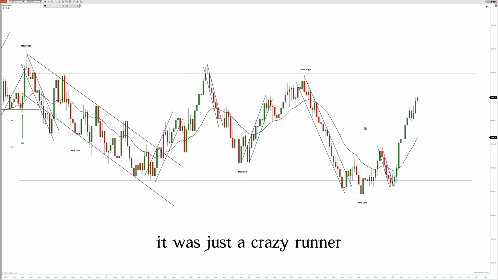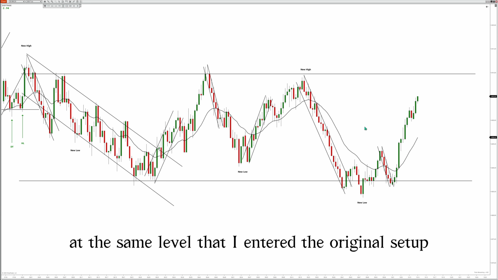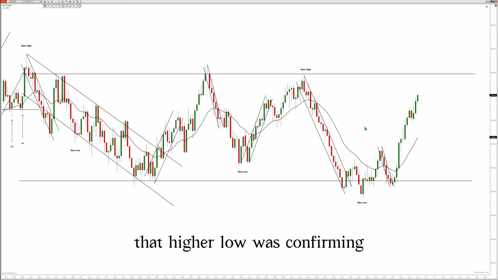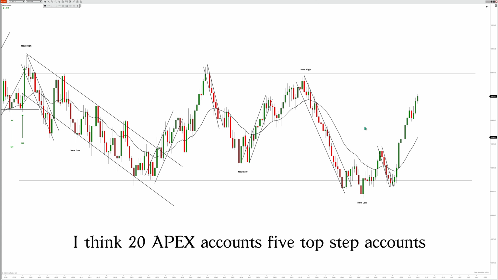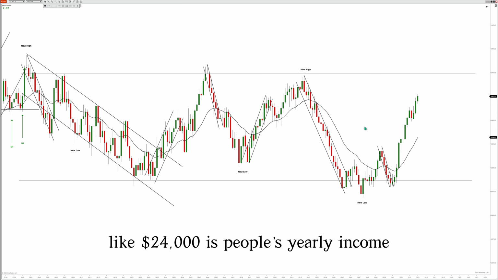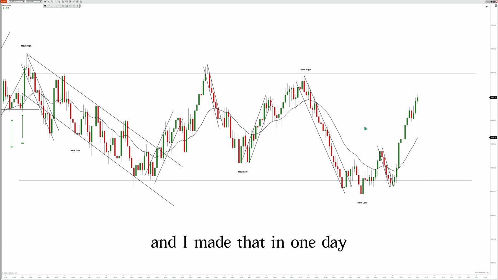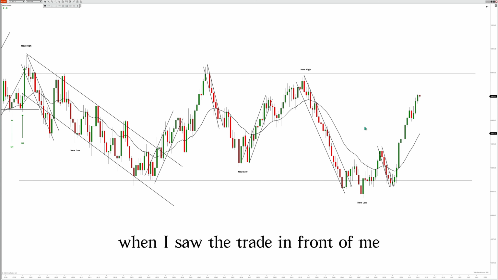It was just a crazy runner, and I was able to size into it. After I entered the trade, I saw it pull back and create a higher low right at the same level that I entered the original setup, that higher low was confirming. So I doubled down, and I was copy trading that trade across, I think, 20 Apex accounts, 5 Topstep accounts, and then I had my personal account. So it was one trade, man. $24,000 is people's yearly income, and I made that in one day just because I was able to execute and size up when I saw the trade in front of me.